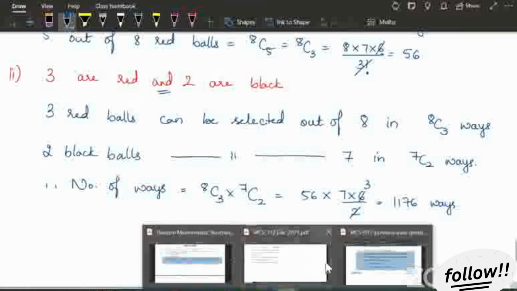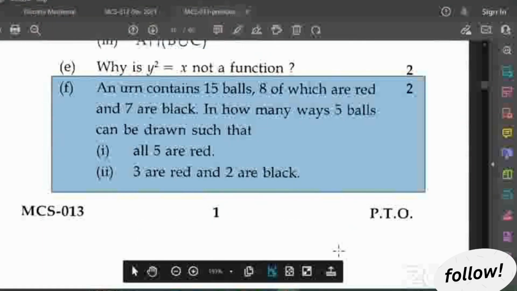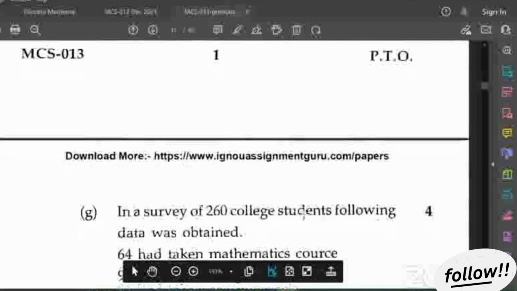Okay, now let us solve the next question. Any doubts?